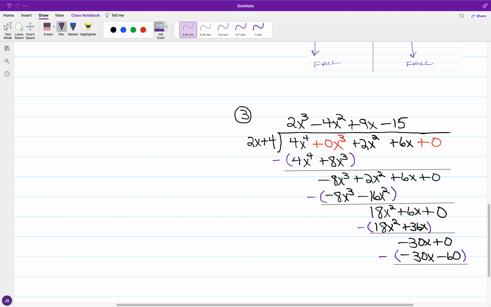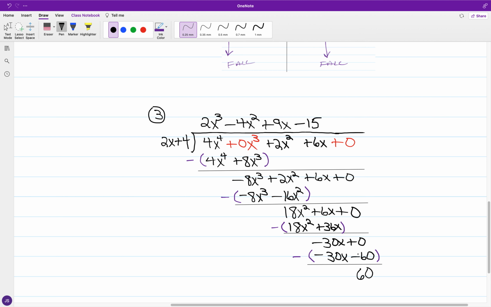and subtract, okay, so negative 30x and positive 30x will go out. Then we've got 0 minus negative 60, and that's going to revert to adding 60. And I cannot take 2x directly into 60, since 60 is of a lower degree in x, since it doesn't even have the letter x in the first place.